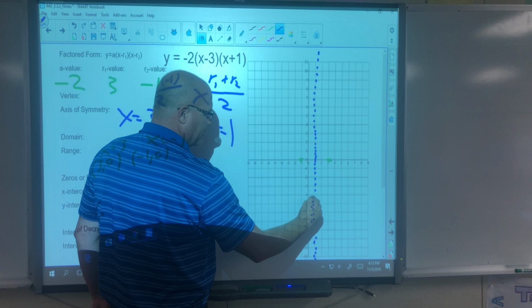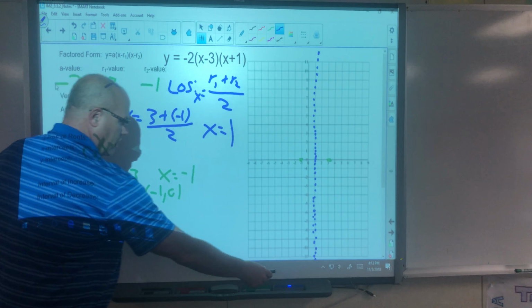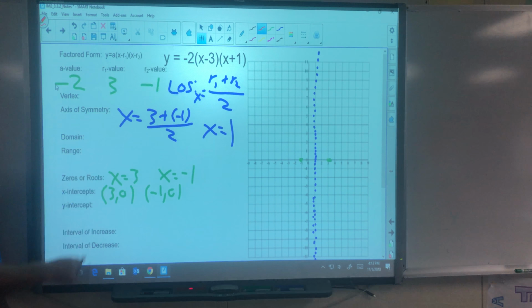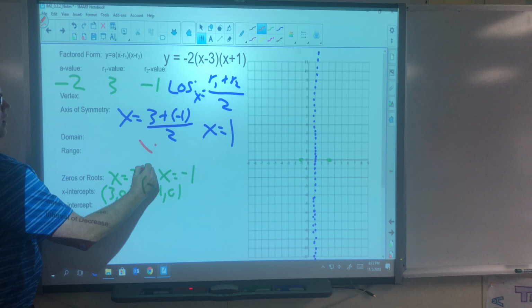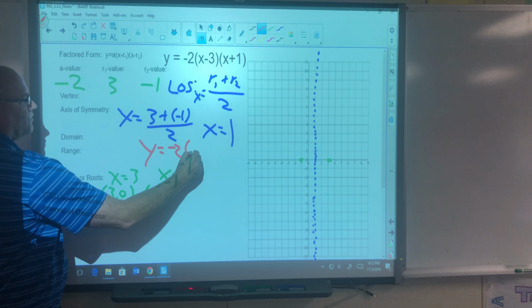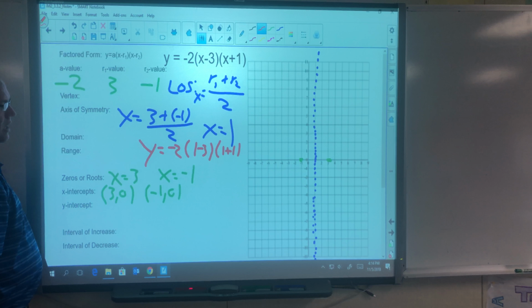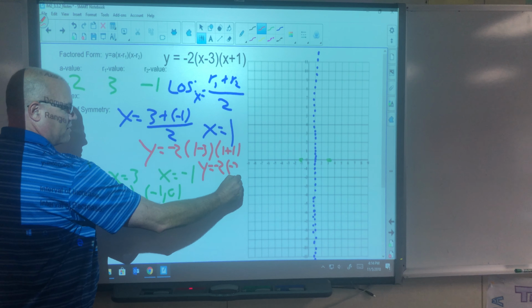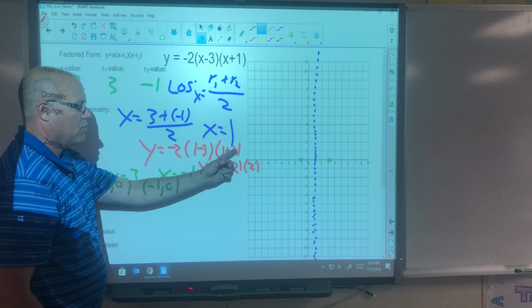And now, to find the vertex, we know the vertex is on the line of symmetry. So what we want to do is substitute x equals 1 back into the equation and find the y value. All right, so that shouldn't be too bad. We're going to substitute 1 for x there and 1 for x there. So we're going to get y equals negative 2 times (1 minus 3) times (1 plus 1). All right, that becomes y equals negative 2 times negative 2, right, 1 minus 3 is negative 2, times 2, 1 plus 1 is 2.